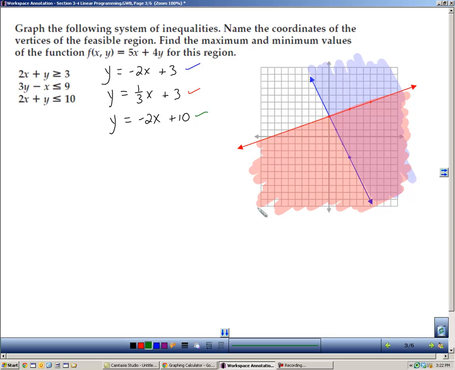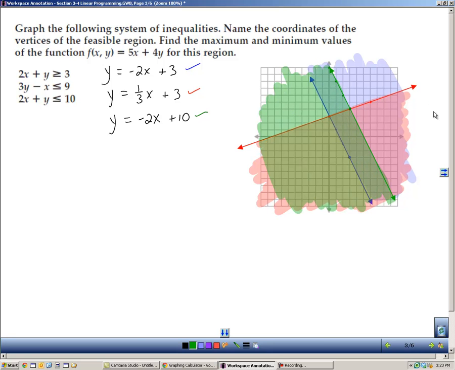Last one we'll do in green. The y-intercept is 0, 10, which is here, and the slope is negative 2, so down 2 to the right 1, down 2 to the right 1. Again, it's a solid line because it's less than or equal to. Plug 0, 0 into the original. 0 plus 0 is 0. 0 is less than 10, so I'm going to shade on the 0, 0 side of the green line.